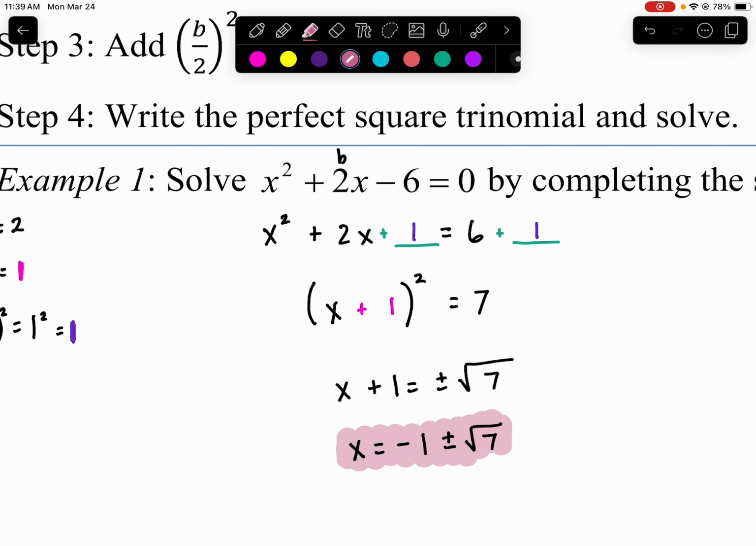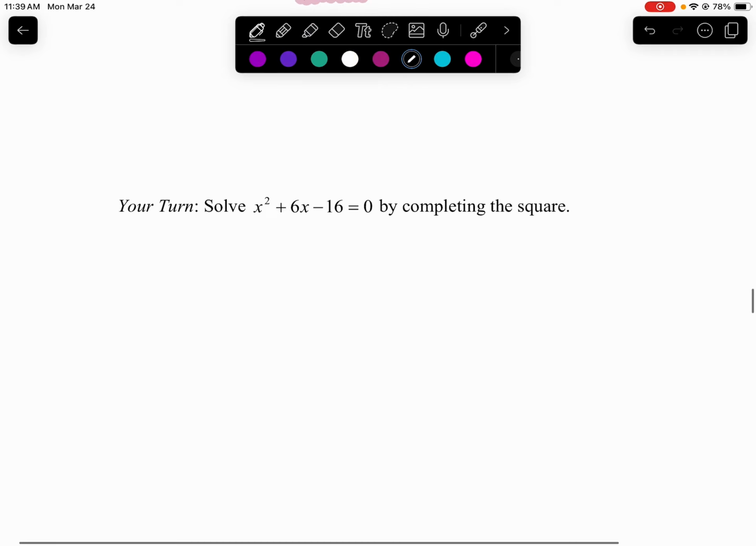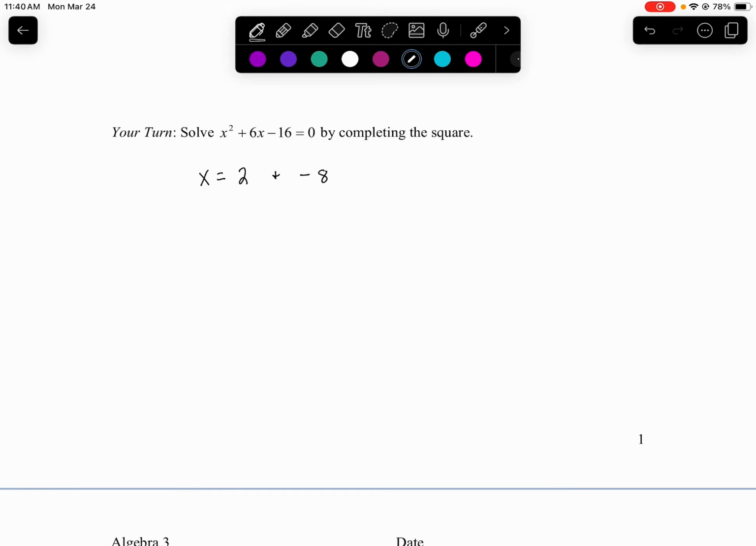So if you want, you can pause the video. Pause the video, try the your turn, and I will just write that answer down for you. All right, so hopefully you got a negative 8.